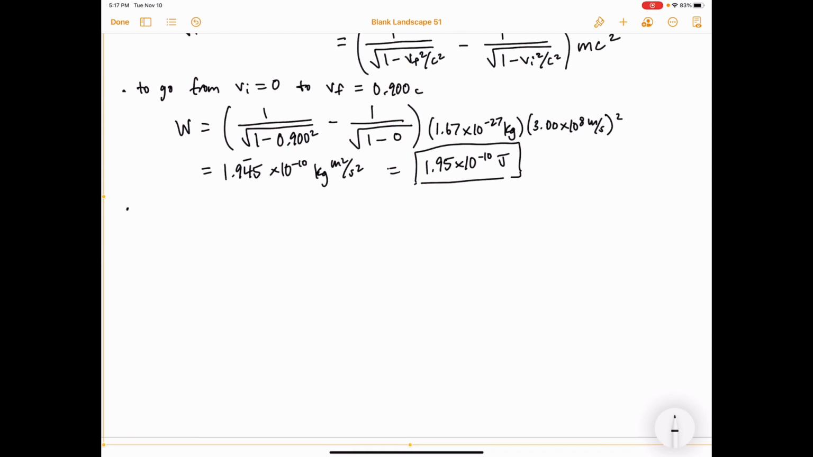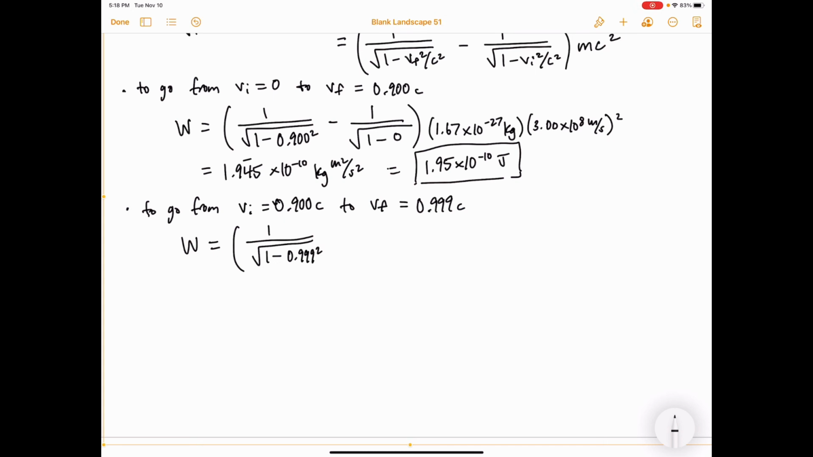All right, so what if we want to go from V initial is 90% of the speed of light, 0.900 c, to V final is 99.9% of the speed of light, 0.999 c? Well, then the work would be 1 over the square root of 1 minus V final squared over c squared, so that's going to be 0.999 squared, minus 1 over the square root of 1 minus V initial squared over c squared, that's going to be 0.900 squared.